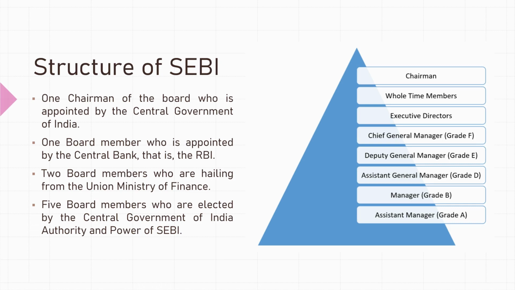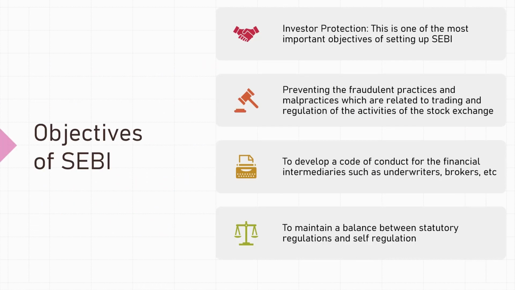So you see, this is a government body. It is regulating the Indian economy in the sense of providing a shield to the investors, providing a shield to the common people, retail investors, institutional investors, and foreign institutional investors, and ensuring that the market is running smoothly. So that is the structure of SEBI.